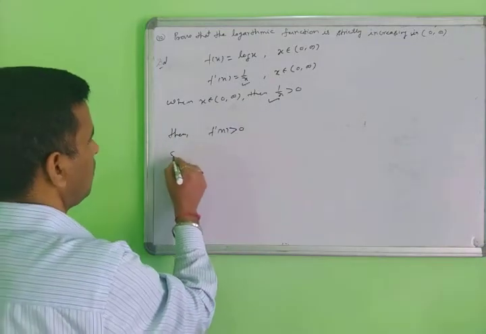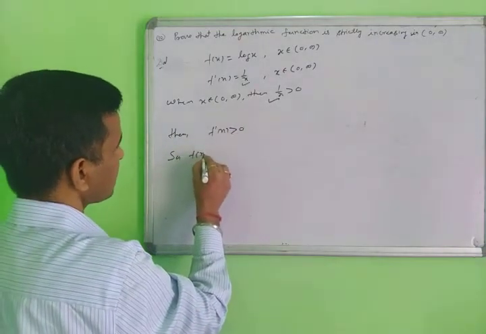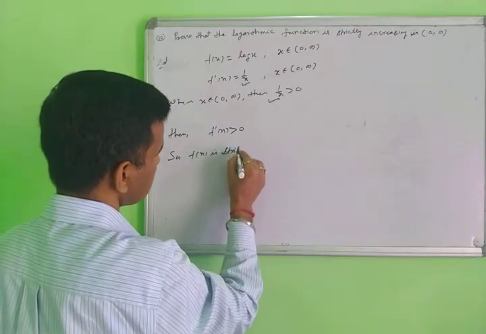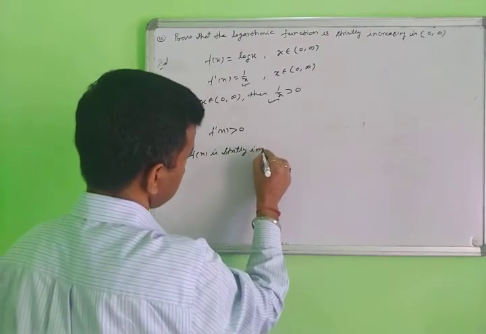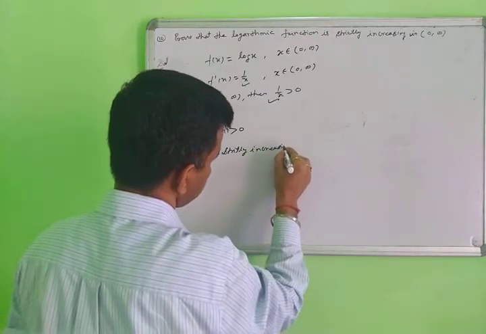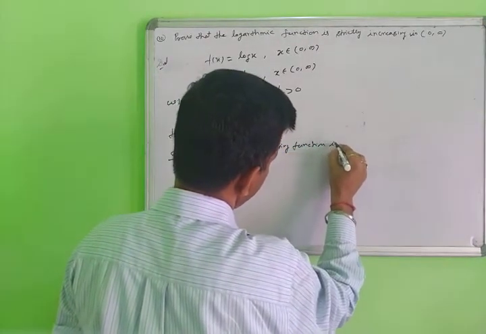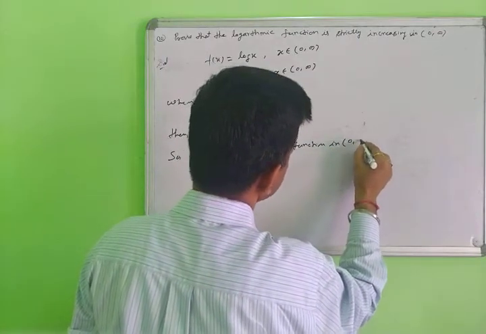So f(x) is a strictly increasing function in the interval 0 to infinity.